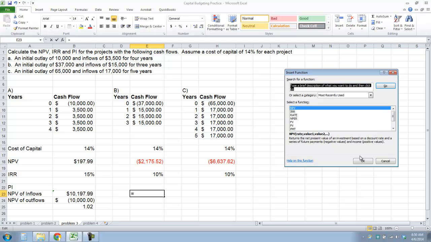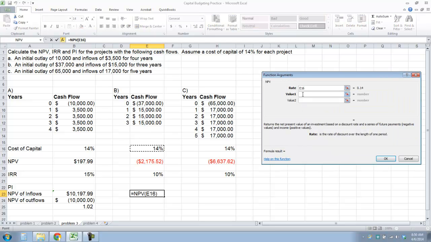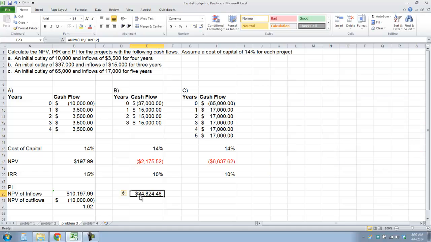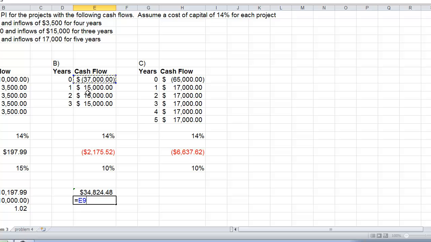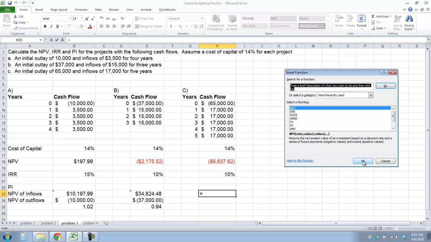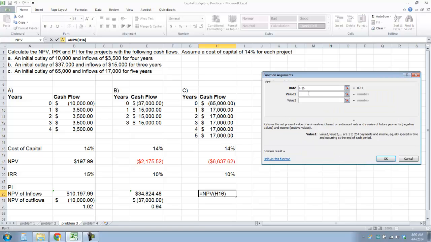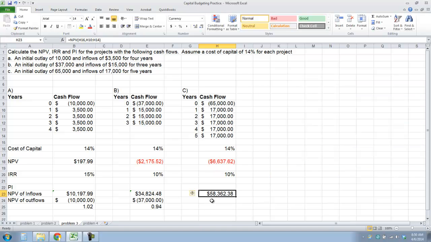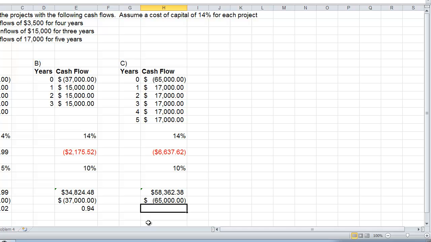Alright. I'm going to find my NPV of all of the inflows here. And then we take this number divided by negative this. We don't want a negative number here. And there we are. Alright. Last one. Net present value. Cost of capital. All the inflows. Spent $65,000 to do this. Profitability index. Our inflows out of our outflows.